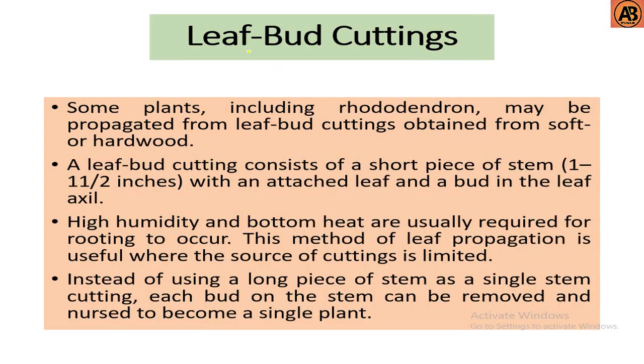Then leaf bud cuttings, that means a bud comes first. Some plants including rhododendron may be propagated from leaf bud cuttings obtained from soft or hardwood. A leaf bud cutting consists of a short piece of stem about 1 to 1½ inches with an attached leaf and bud in the leaf axil. High humidity and bottom heat are usually required. So this is the leaf bud cutting.